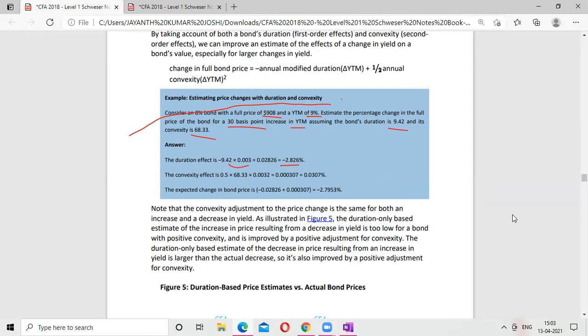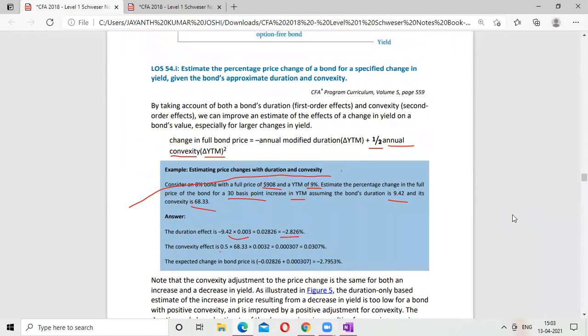Fine. What is the convexity effect? You have to take 0.5 times annual convexity and the yield to maturity change whole square, because that's the formula. I already told you, if you want to see the complete change in the full bond price, it will be a combination of duration and convexity. Both have to be combined. We have seen how to find convexity, and duration we already know how to find with the help of the formula. So duration is this and convexity is this; combine both. Minus 2.753%, correct? So the expected change in the bond price is this.